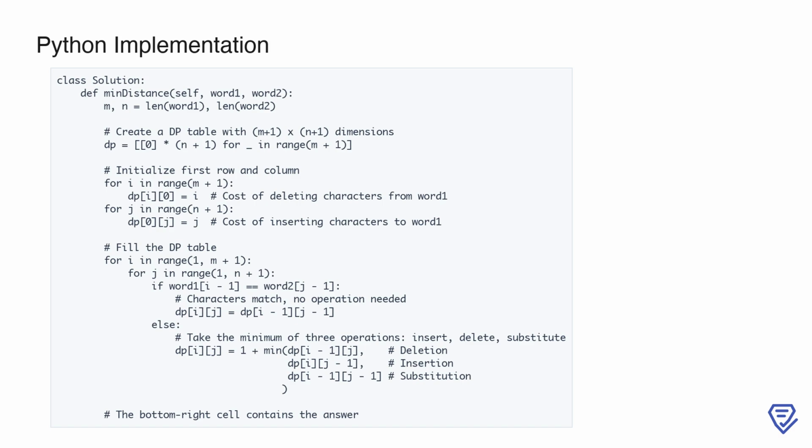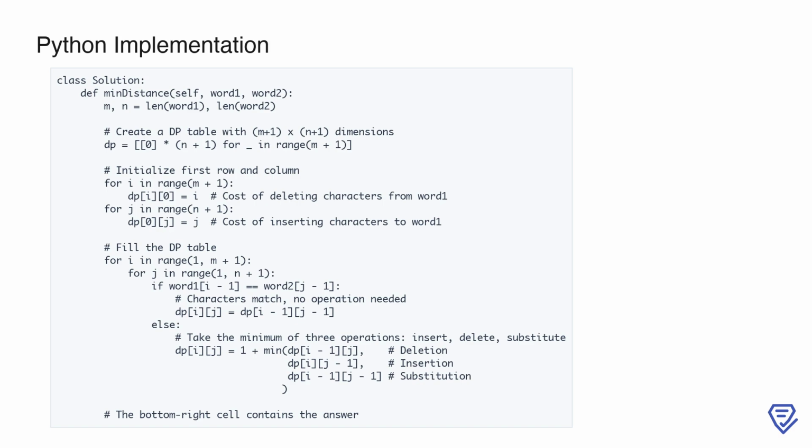First, we determine the lengths of the input strings and store them in m and n. Next, we create a 2D dynamic programming table, DP, with dimensions m+1 by n+1. This table will help us store the results of subproblems, avoiding redundant calculations. Initially, we set up the first row and column of the table to handle base cases. Specifically, the first row represents the cost of inserting characters into word1 to match word2, while the first column corresponds to the cost of deleting characters from word1.